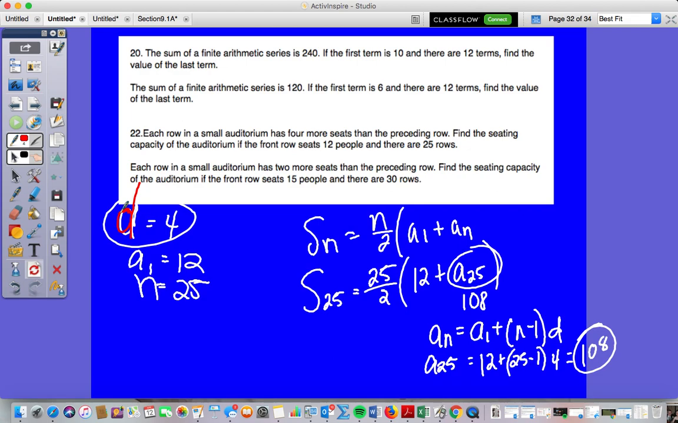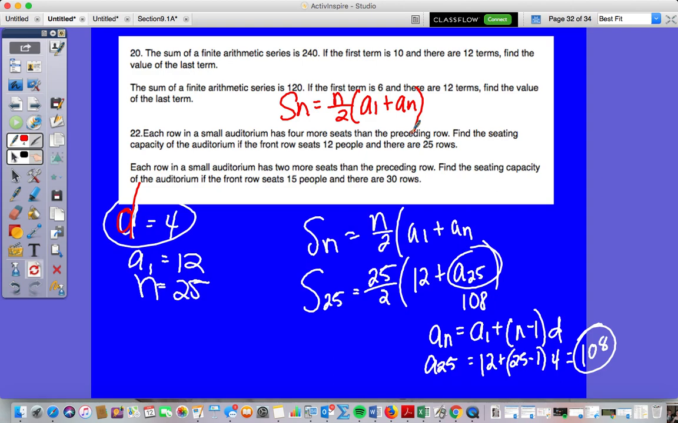Perfect. Okay. It says the sum of a finite arithmetic series. So we know the formula. That would be S of n equals n over 2, a1 plus a sub n. The sum is 240. If the first term is 10 and there are 12 terms, find the value of the last term. All it is is just going backwards. So what can we plug in for what we see here?